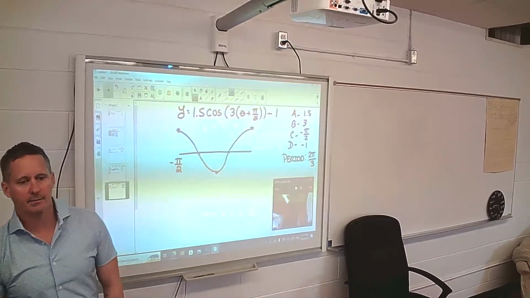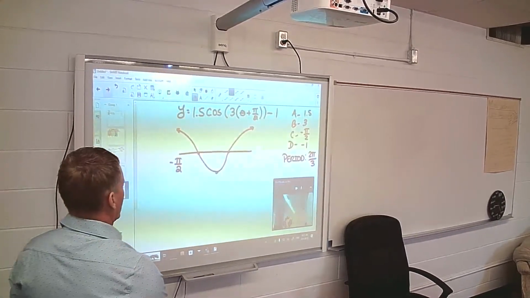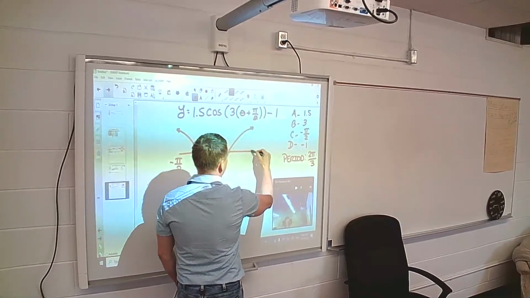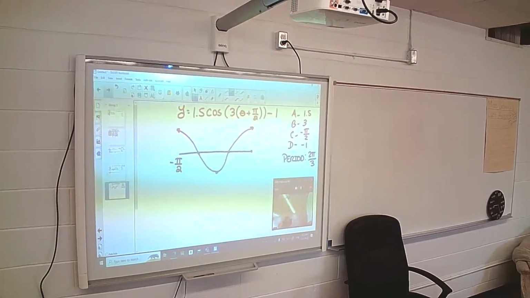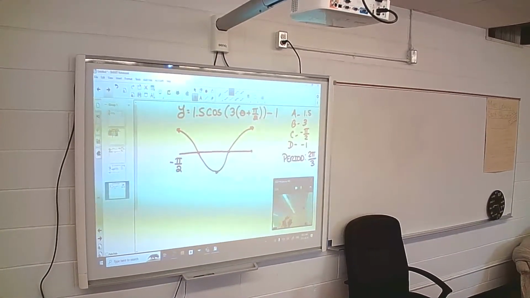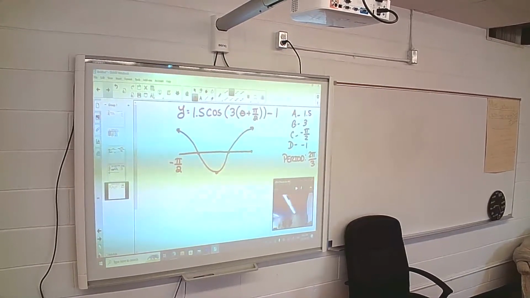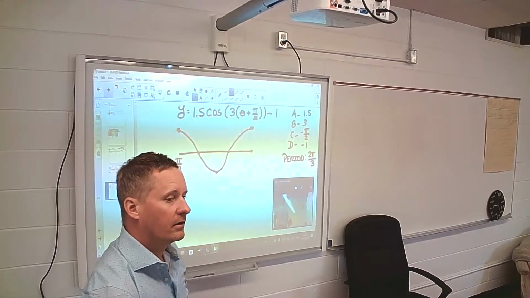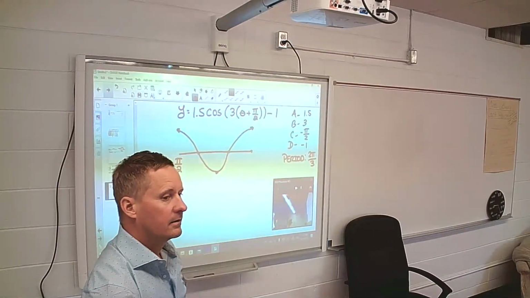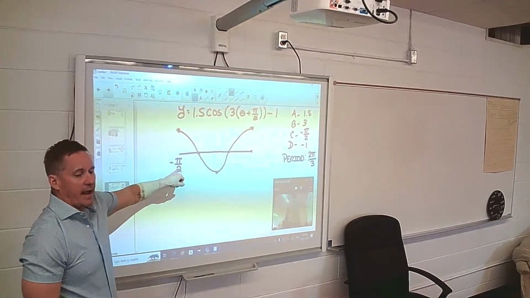Okay, this is what you're going to hate about this. All right, so I want this coordinate here. How do I get the x value of that coordinate? C plus the period, right? So I need negative pi over 2, add 2 pi over 3. What did you say, though? You might be right. I said pi over 3, but I forgot to change it to negative pi over 2.